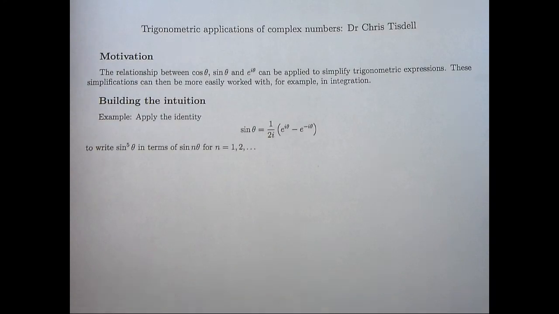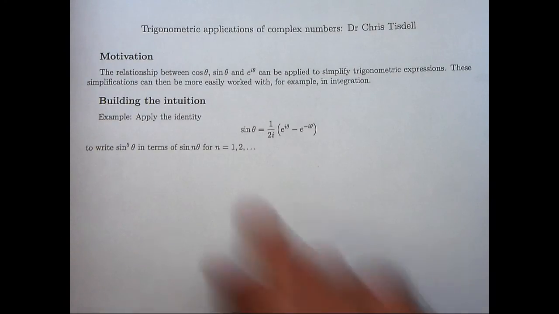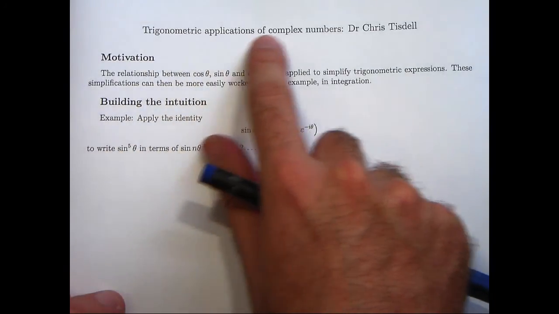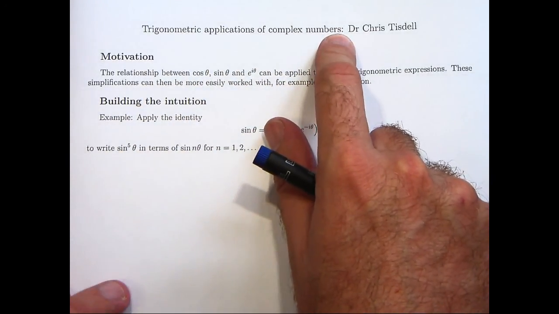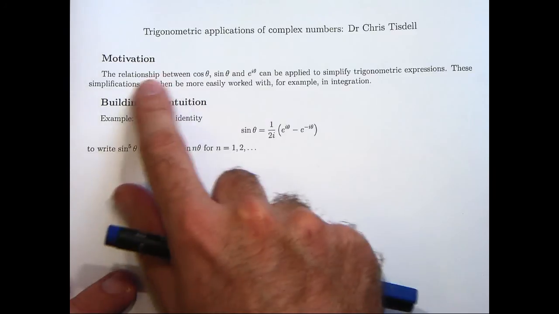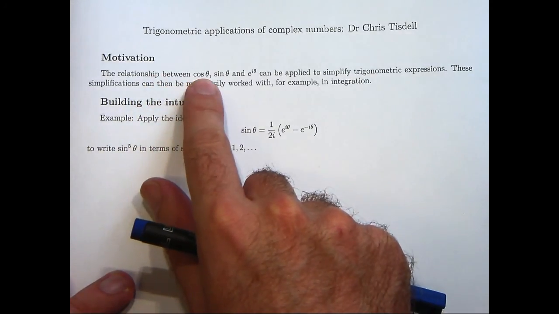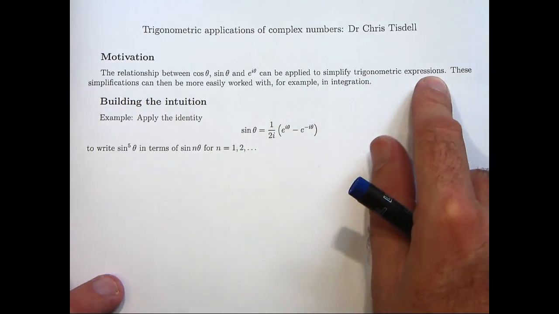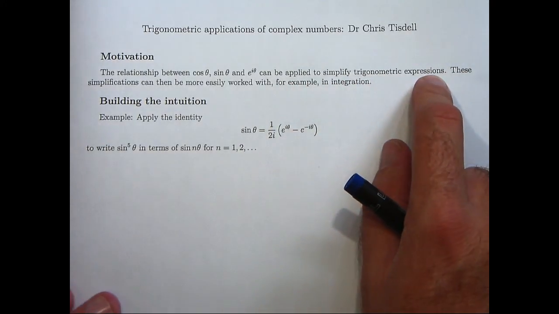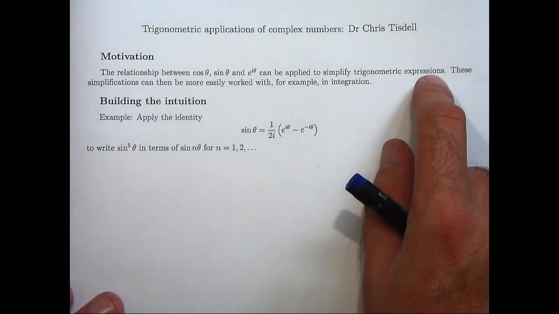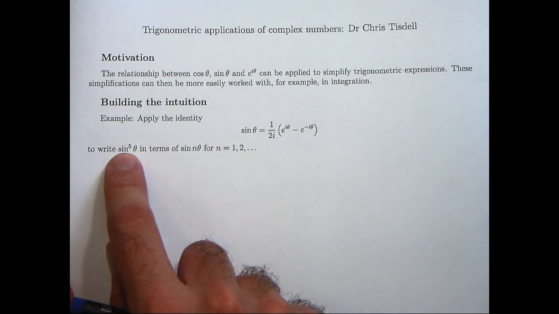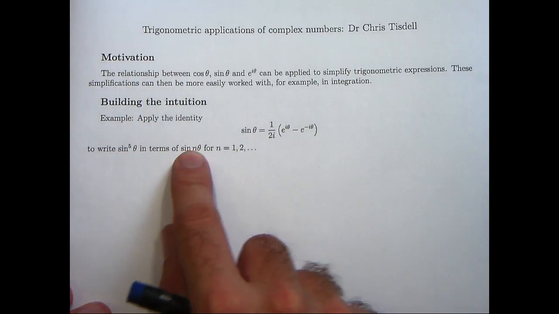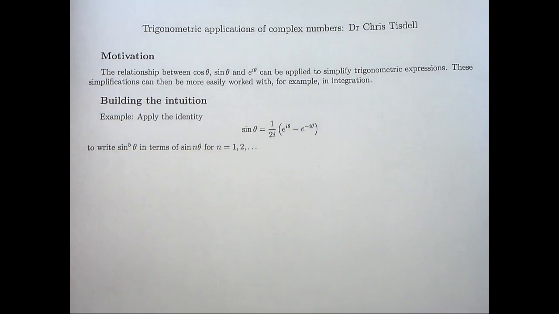Hi again, everyone. In this simple video, we're going to look at the trigonometric applications of complex numbers, and in particular, the relationship between cosine theta, sine theta, and the exponential can be applied to simplify trigonometric expressions. And in this particular video, we're going to write sine theta to the power 5 in terms of sine n theta, for n equals 1, 2, 3, etc.